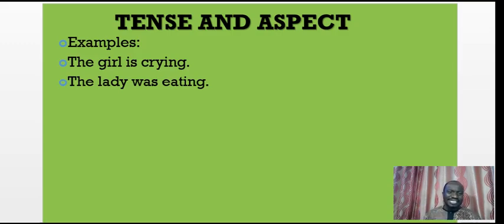We have: the lady was eating. So was is telling us that the thing has gone past. And the eating is also showing aspect. Which aspect? Eating, continuous. So though it has passed, the eating is also carrying the aspect of continuous. It has not completed. It is ongoing. That is what it tells us. So that is the meaning of the tense and then the aspect.